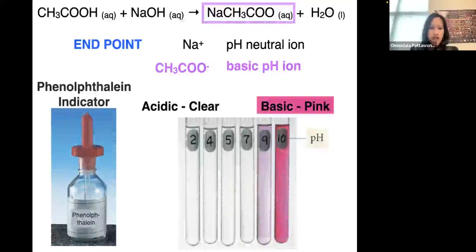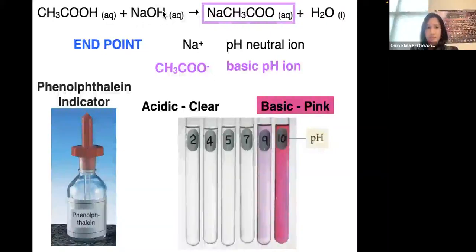And if you're looking at the phenolphthalein indicator, this indicator is going to change color between pH around 8 to 9. So in this case, since this salt is not a pH neutral salt, it's a slightly basic salt. Therefore, once this salt is being produced, it's going to become more and more pink because of that.